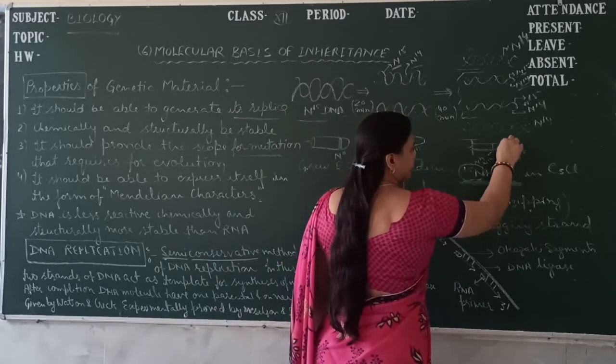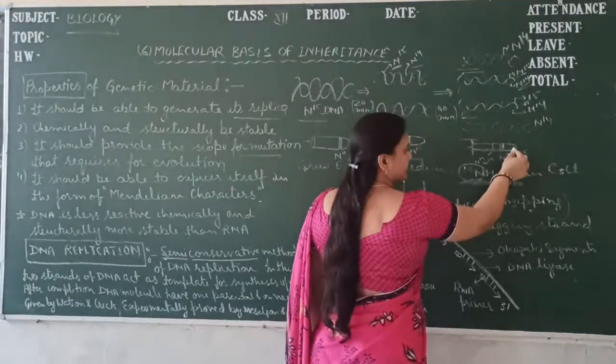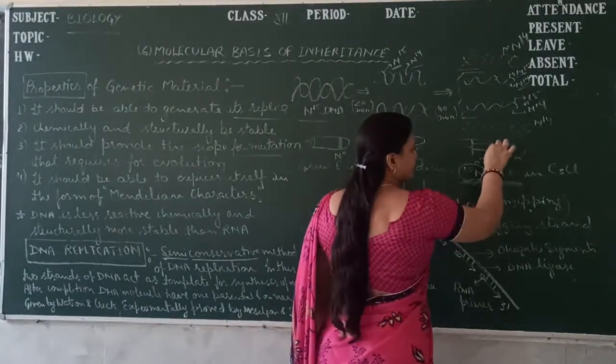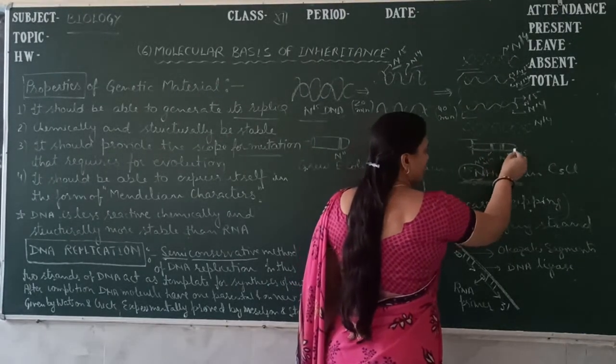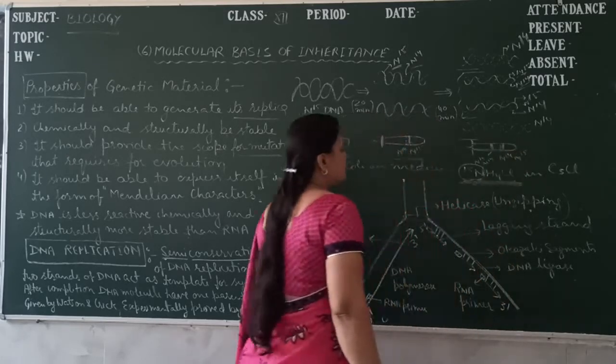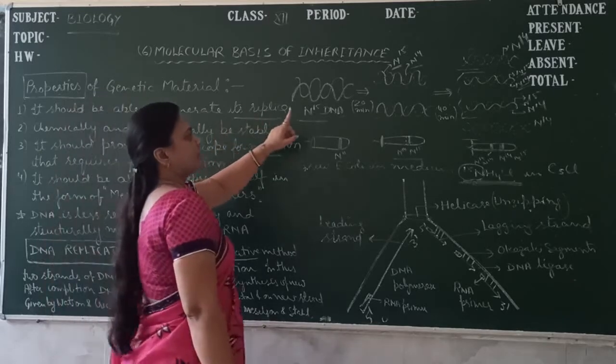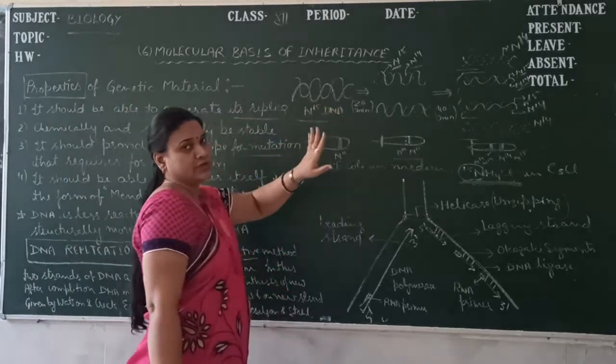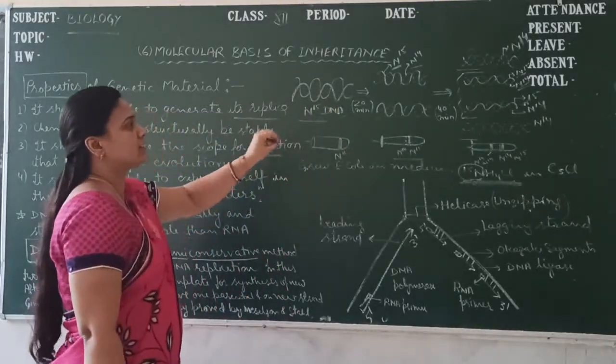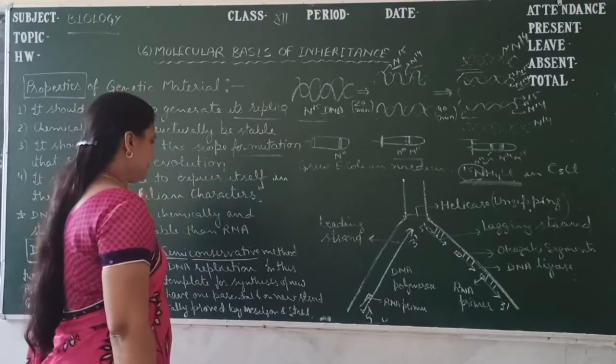One is N14-N15 near the base and one is N14-N14 just away from the base. So he proved that one strand is parental and one strand is new. He proved the semi-conservative method of DNA replication.